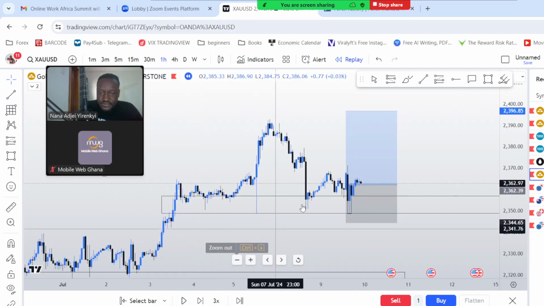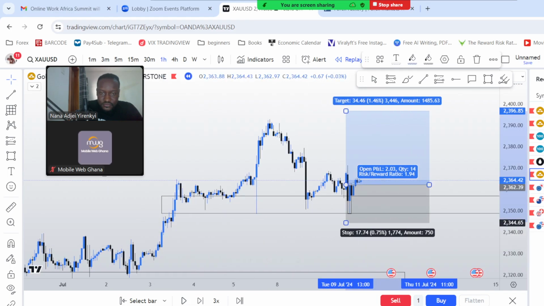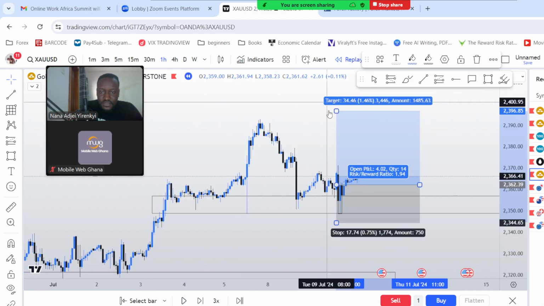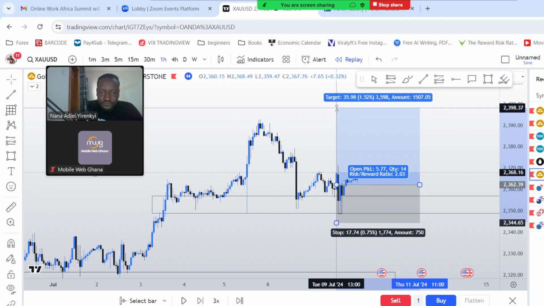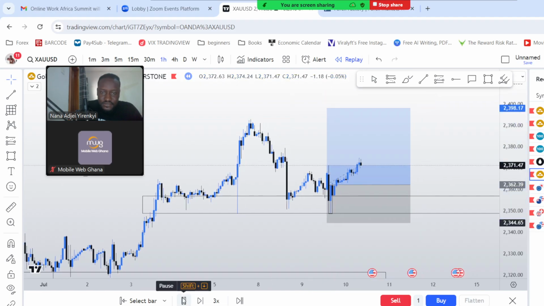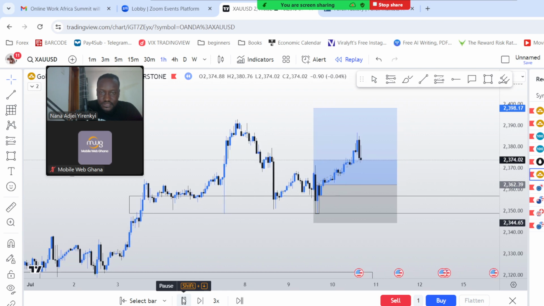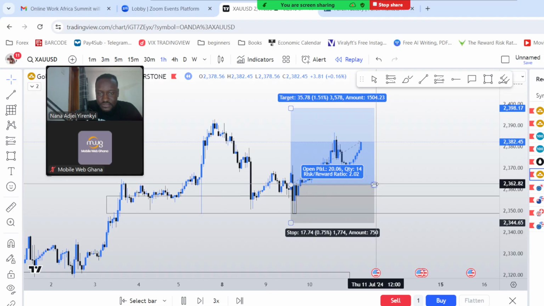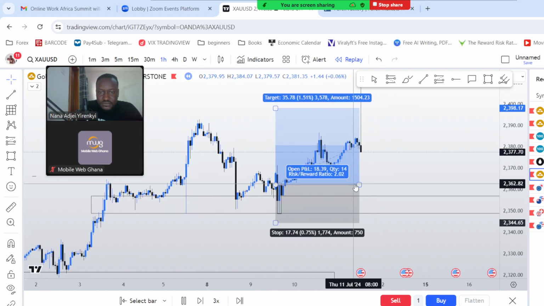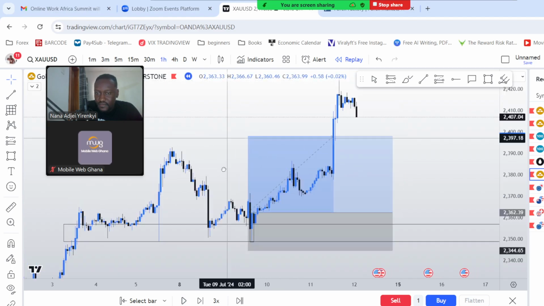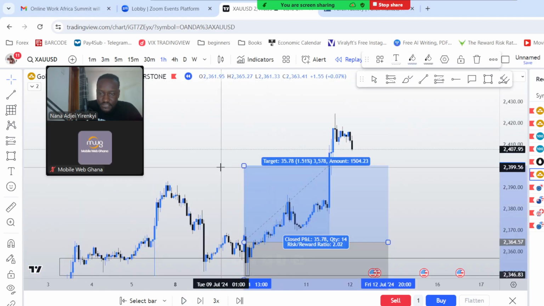So this is past price action. I play it out to see if I can have my desired target met. You can see the price is pushing all the way to the upside. Price is almost hitting my target, and then you see that price has eventually hit my target. It has pushed all the way to the upside.